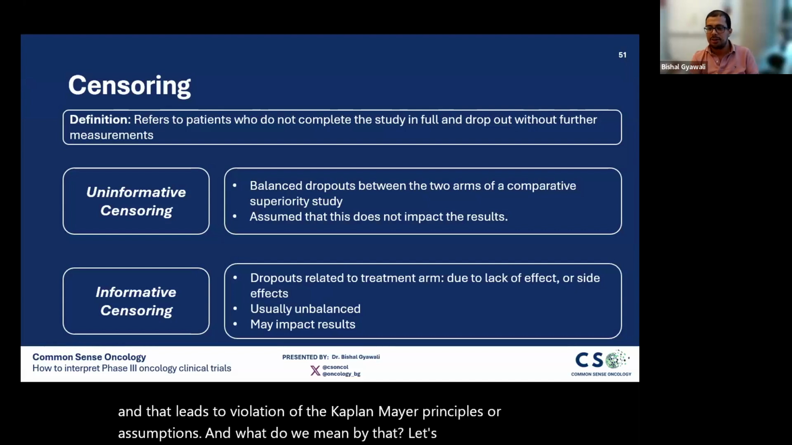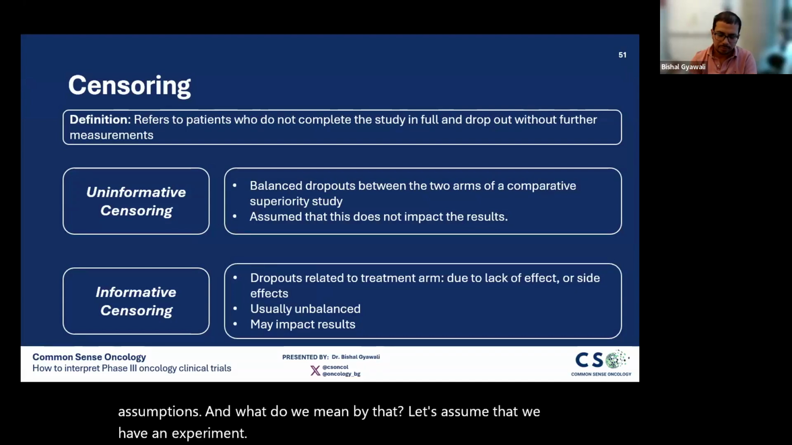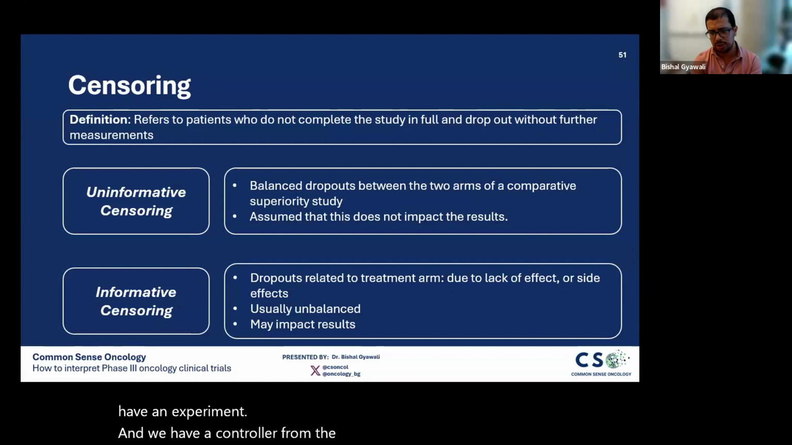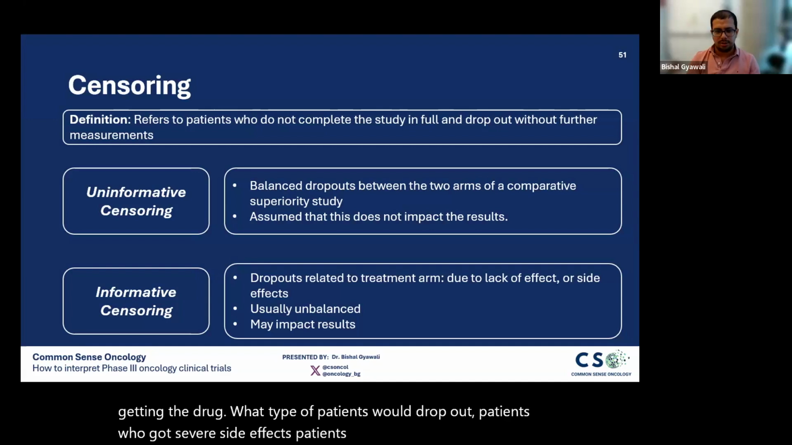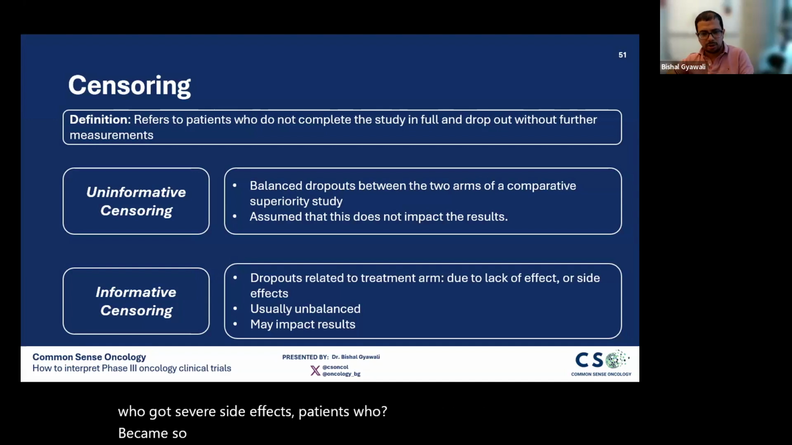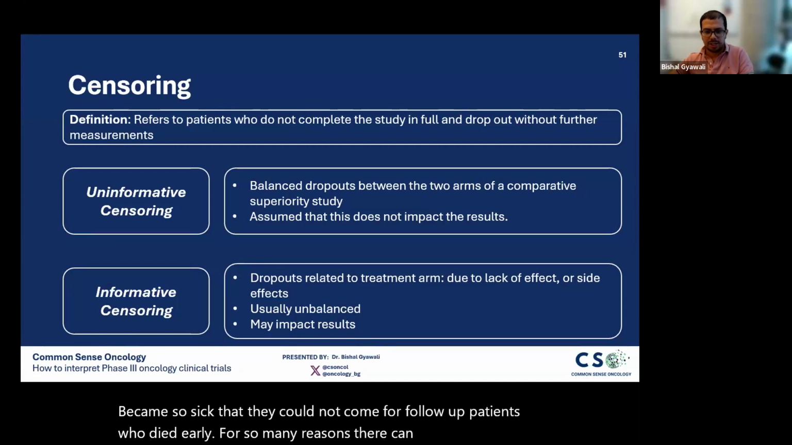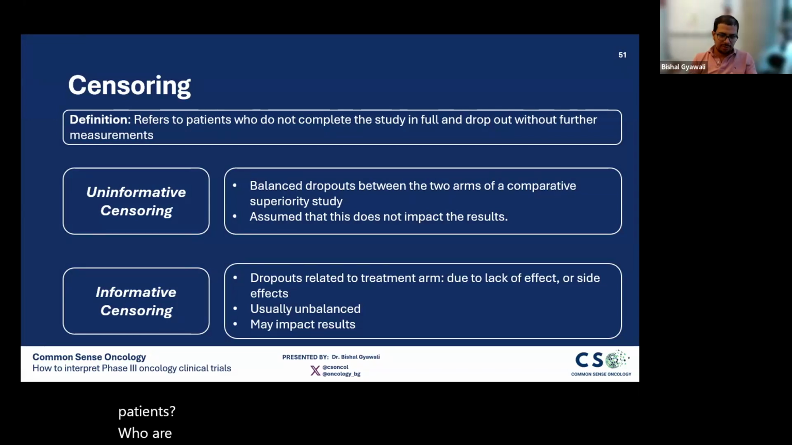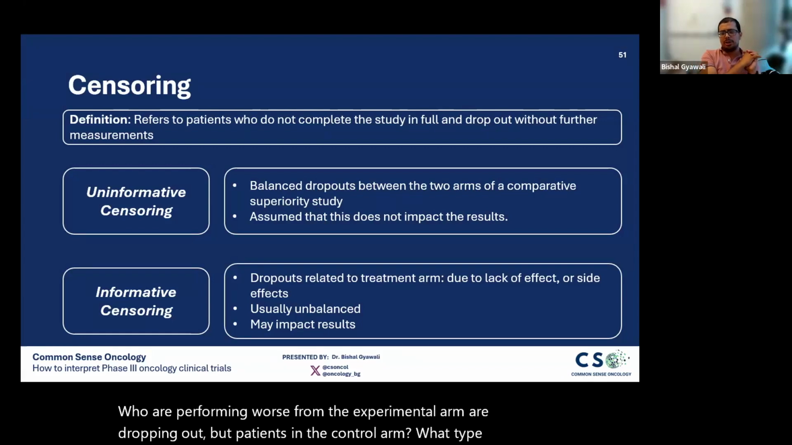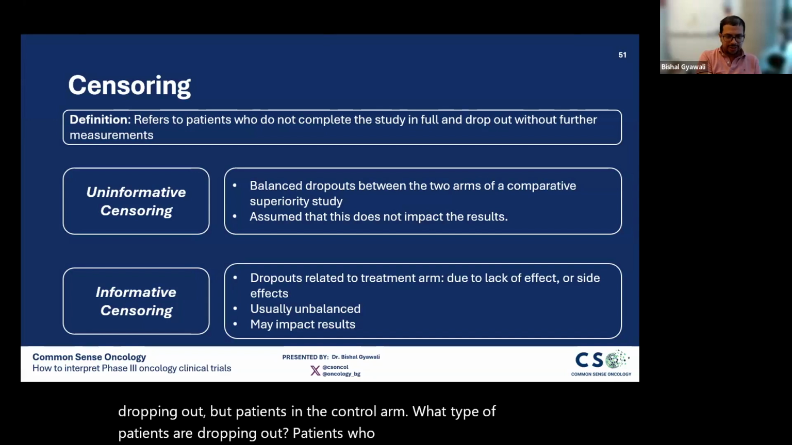Let's assume that we have an experimental arm and we have a control arm. From the experimental arm who are getting the drug, what type of patients would drop out? Patients who got severe side effects, patients who became so sick that they could not come for follow-up, patients who died early. For so many reasons, there can be dropout from the experimental arm. So what type of patients are dropping out? Patients who are performing worse from the experimental arm are dropping out. But patients in the control arm, what type of patients are dropping out? Patients who got disappointed that they are in the control arm.